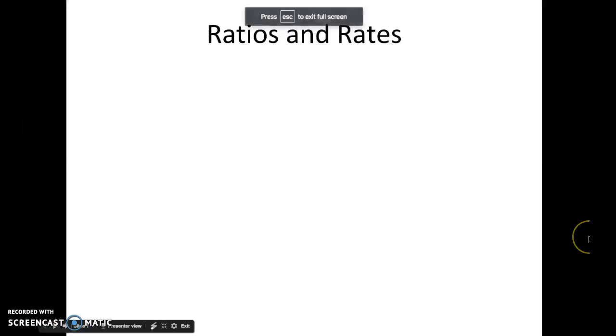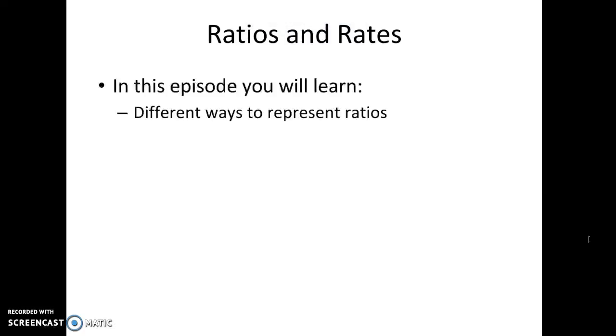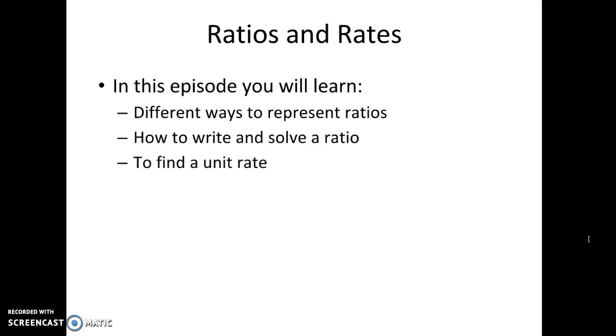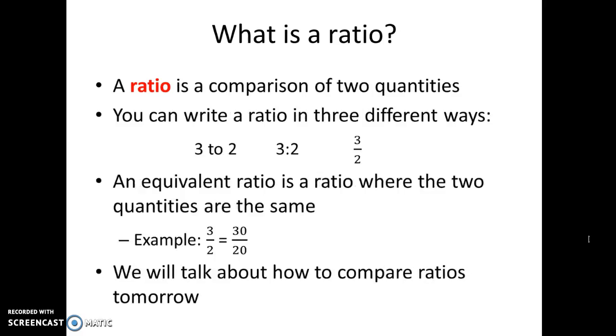Hi guys, so I honestly don't remember what episode we're on, so this is just going to be called Lesson 6.1, Ratios and Rates. In this episode, you will learn different ways to represent ratios, how to write and solve a ratio, how to find a unit rate, and how to convert between different units of measurement. Each of these pieces we've done a little bit in class, but this is going to be a general overview of what we're going to be doing in this chapter.